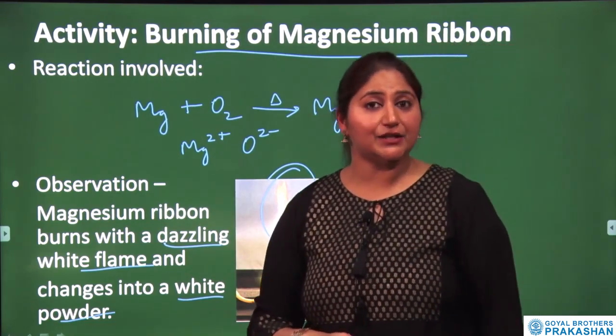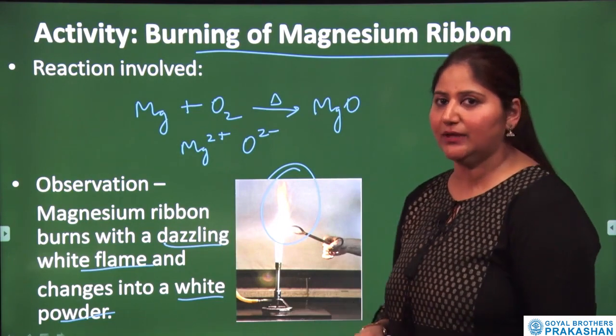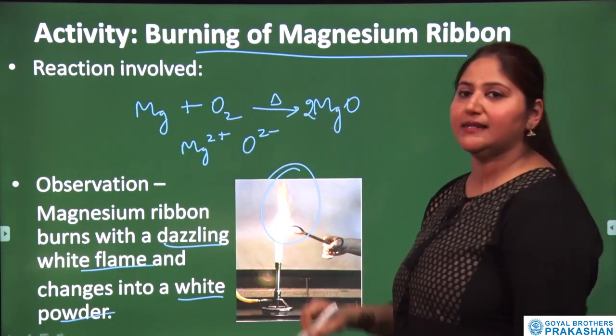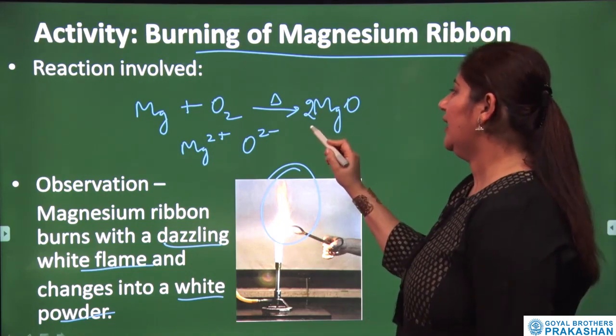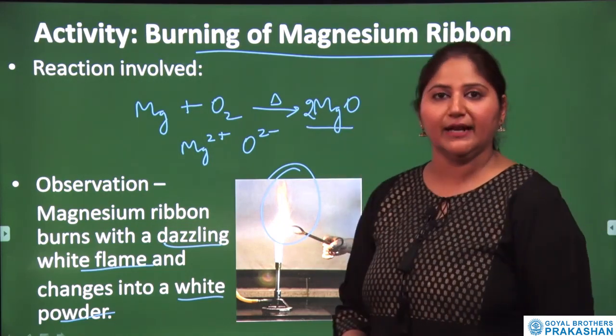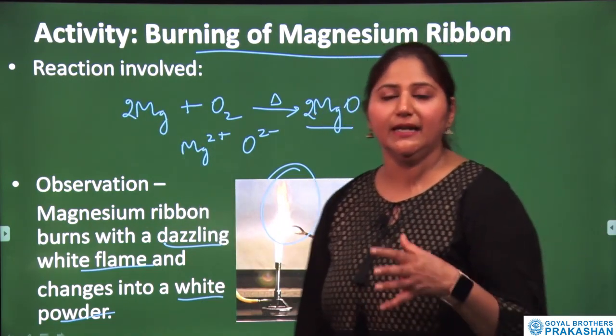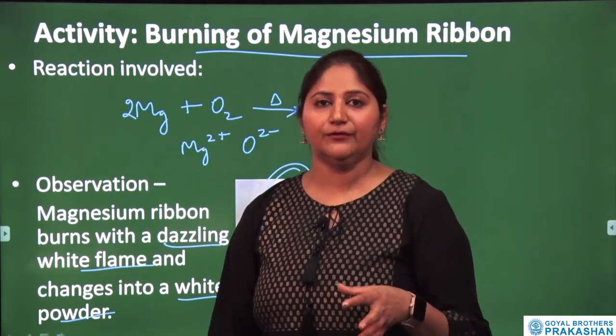I understand the reaction is not balanced here. Let's quickly do that. I can see there are 2 oxygen atoms here, so I will put 2 here as the coefficient. And now I have 2 magnesium atoms on the right hand side, so I put 2 here. Right, so we will be dealing with more balancing after a few topics.